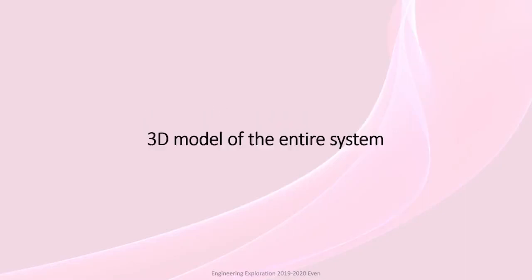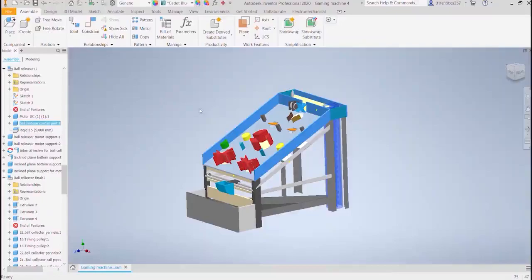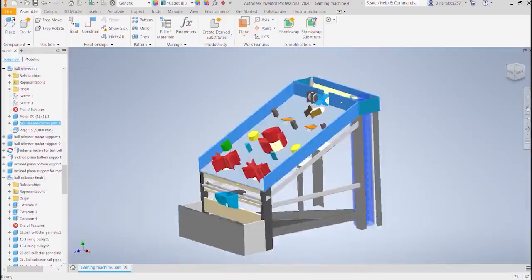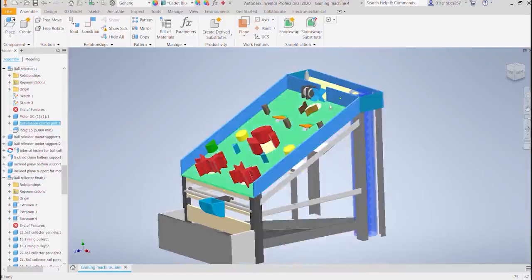First, the 3D model of the entire system. Now you can see the 3D model of the entire system on the screen. Our course project gaming machine consists of four subsystems. The first is the ball releasing unit, second is the obstacle control unit, third is the interface unit, and fourth is the ball collection unit. So let us go in order to see each of the subsystems.